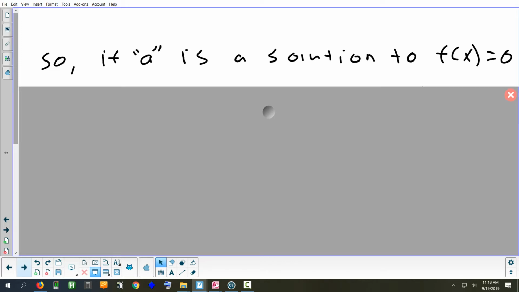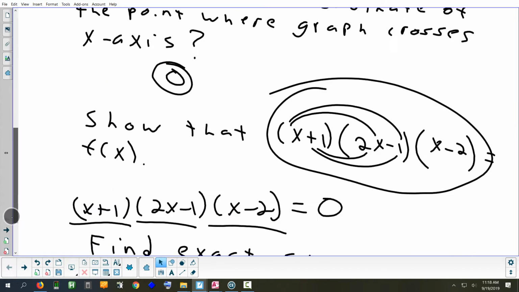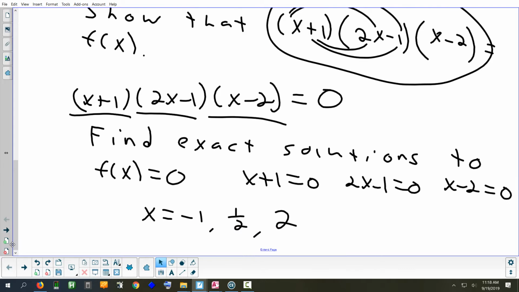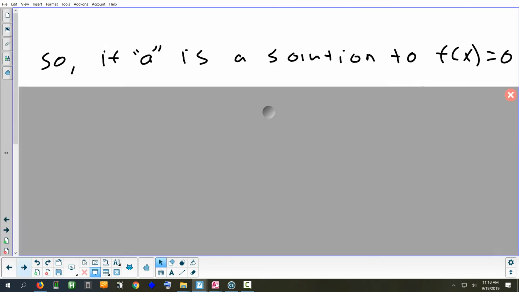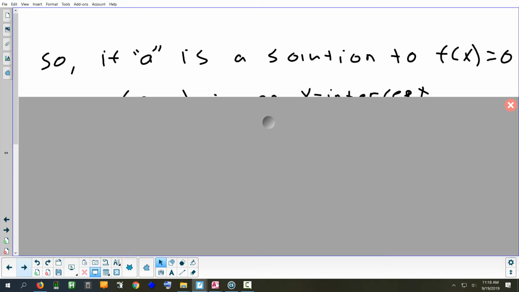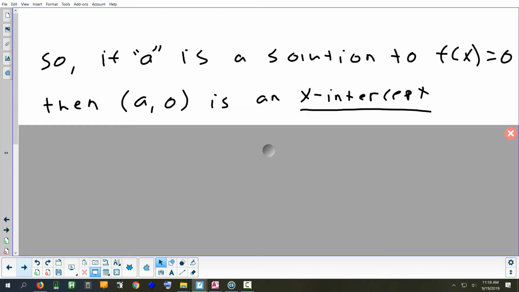So we found 3 numbers that were solutions to the equation when we set it equal to 0. What did we get again? Negative 1, 1/2, and 2. So those 3 numbers basically tell us the coordinates of the x-intercepts. One x-intercept is (1/2, 0). Another one was (-1, 0). And another one I think was (2, 0).